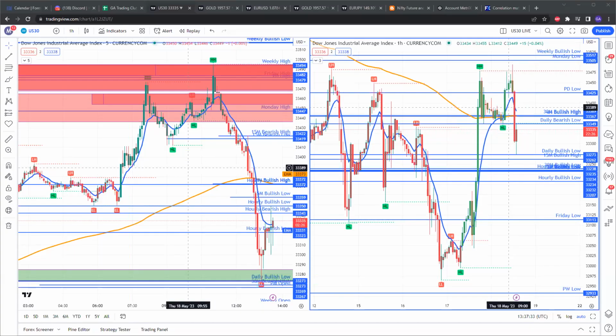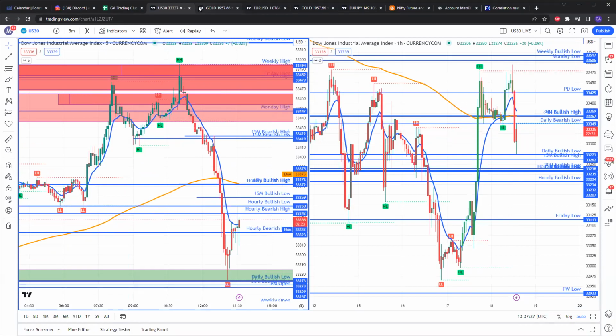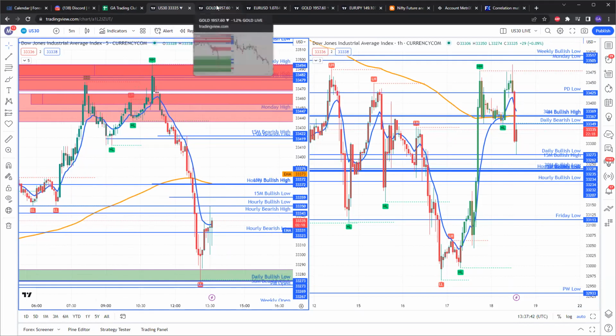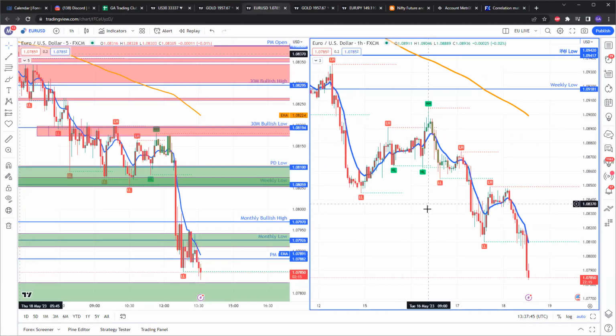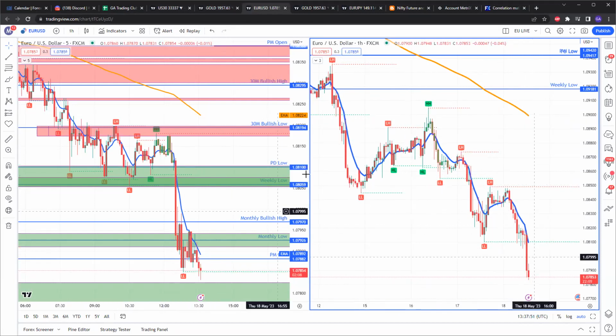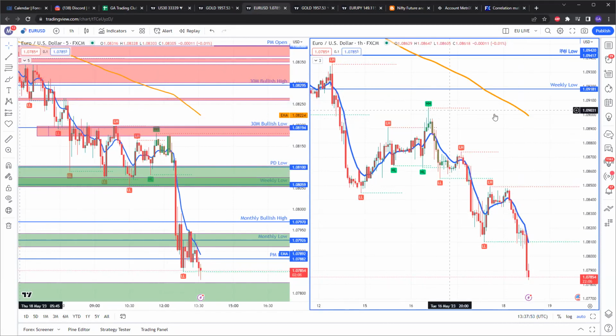Today is May 18th, Thursday, May 18th, and as usual, we'll be going over analysis for US 30, gold, and EU. As you can see, I've been trying to remove the markups from the chart to my right. That's what I was trying to work on, because there's no need to have the same markups on two charts.